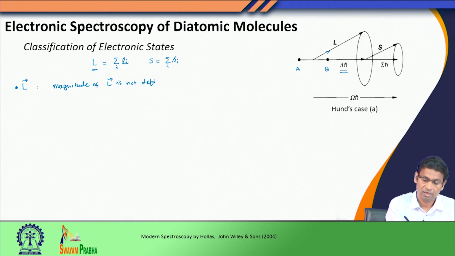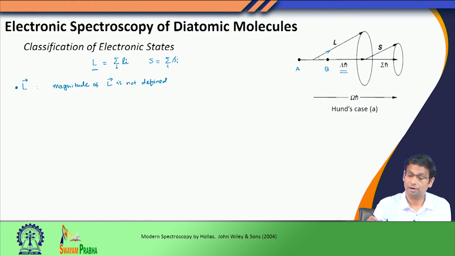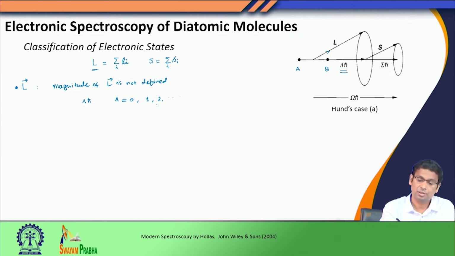In a molecule, what is defined is the component of this L vector along the internuclear axis, and this is given as lambda h bar, where lambda is a well defined quantity in case of diatomic molecules. This lambda goes from 0, 1, 2 and so on. Different values of lambda indicate that the electron is orbiting the nucleus with a different orbital angular momentum.